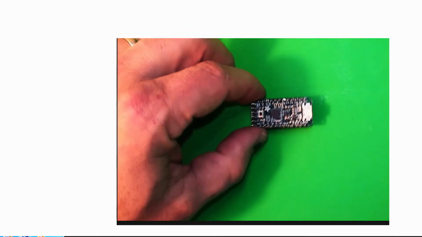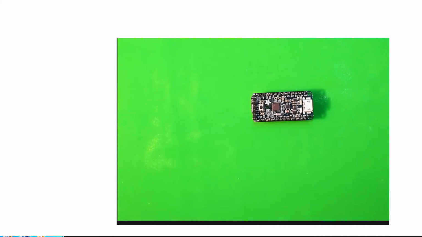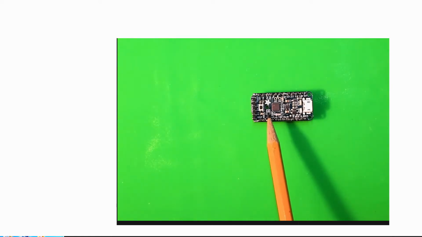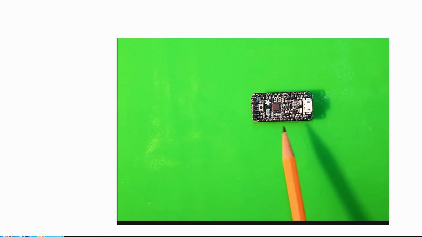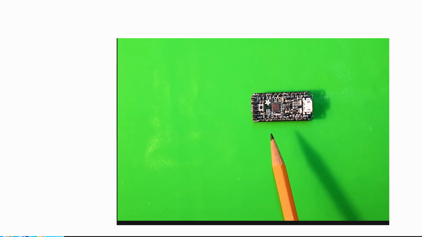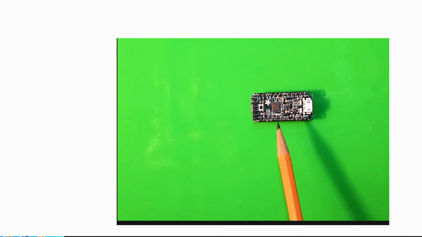A really nice thing about the Pro Trinket is it comes in both a 5 volt version or a 3 volt version, and they only cost about $9 or $10. So a really good choice, and you could actually work all the projects in this class with a Pro Trinket, and we'll definitely use it some toward the second half of the lessons.